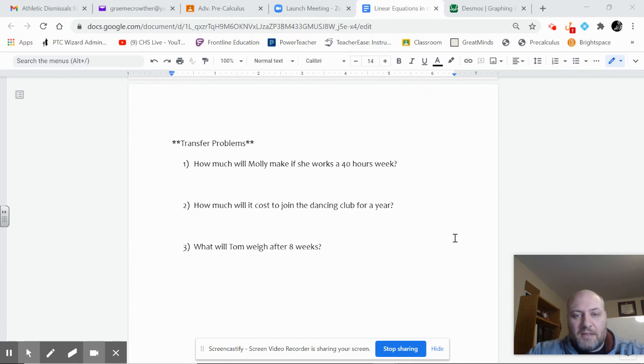And then the last is your transfer problems. So again, refer back to problems 1, 2, and 3. Number 1, how much will Molly make if she works 40 hours a week? So we're using what we got to predict. Number 2, how much will it cost to join the dancing club for a year? And number 3, how much will Tom weigh after 8 weeks?